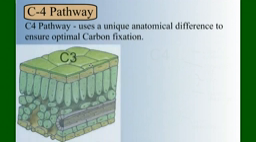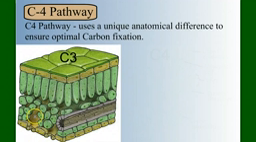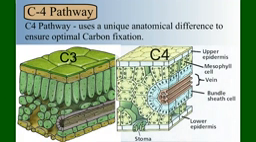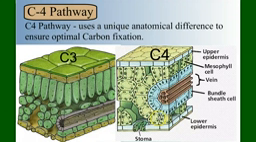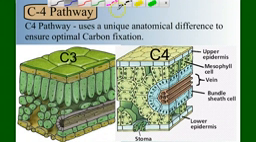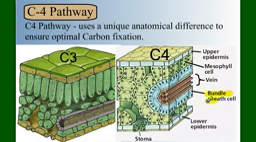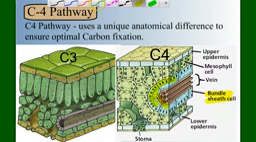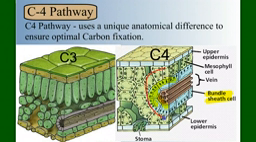Let's look at a typical C3 leaf. We see the air spaces in here, the stomata and the air, and we see our mesophyll cells, and all of these cells have access to this air, access to any carbon dioxide and oxygen that may be in here. But when we compare that to a C4 plant, we see a very different anatomy. In the C4 plant, we have a layer of mesophyll cells that wrap around a layer of cells called the bundle sheath cells. These bundle sheath cells are here, and surrounding them are these mesophyll cells. So we have this very unique anatomy.